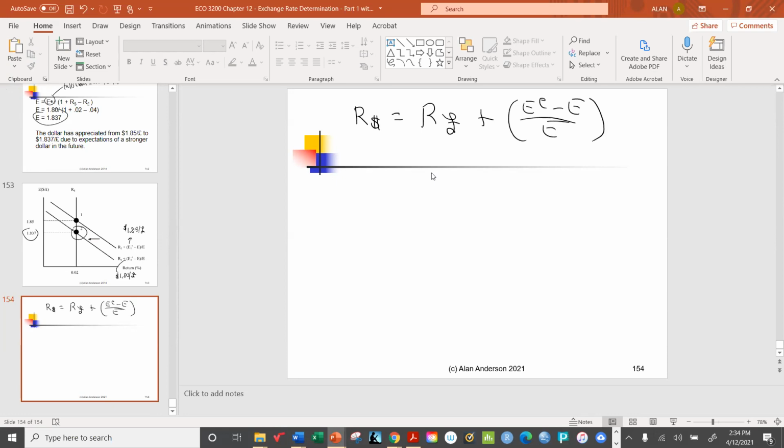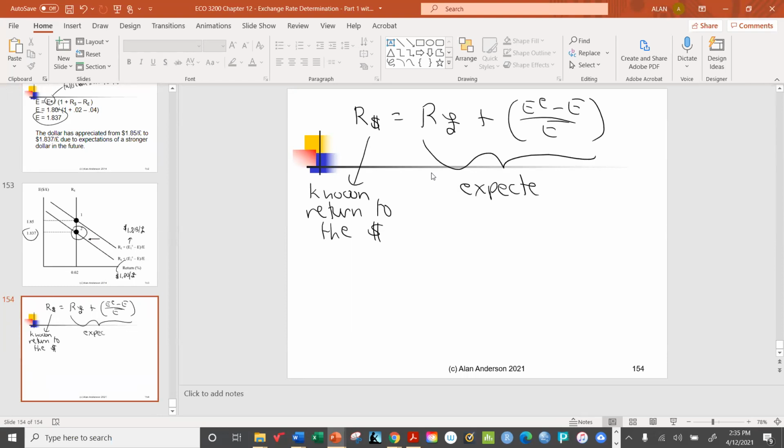So why is it set up this way? Well, this is the return to the dollar. So we call this the known return to the dollar. And what we have here on the right-hand side is what we will call the expected return to the pound.